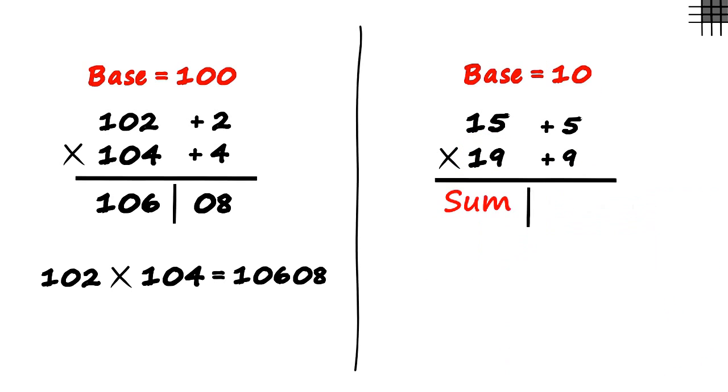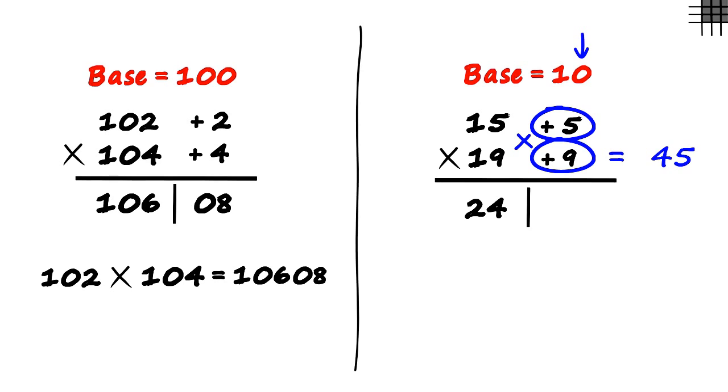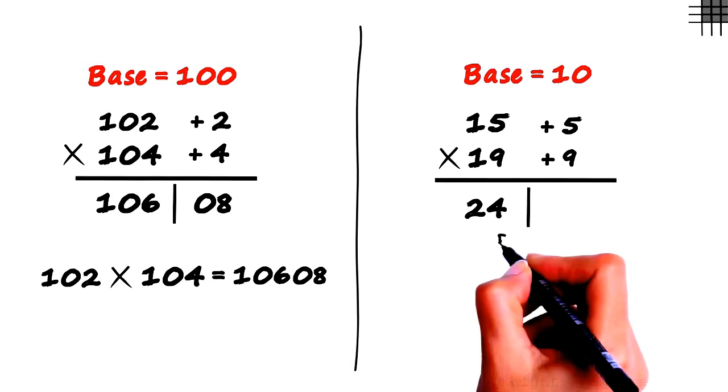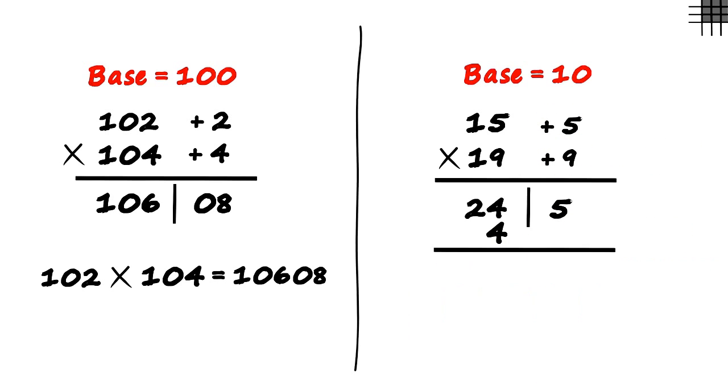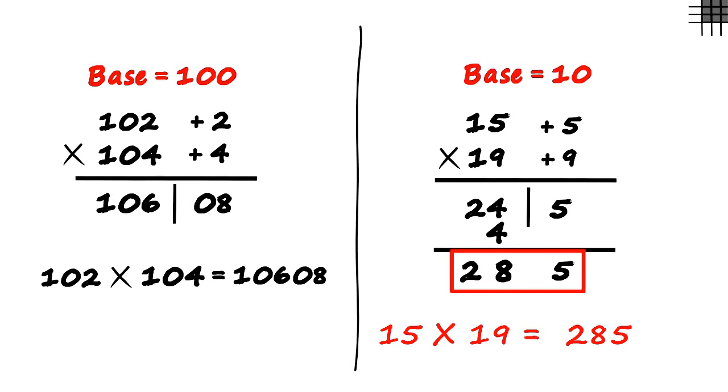Sum on the left and product on the right. 15 plus 9 is 24 and 9 times 5 is 45. But as the number of zeros in the base is 1, we can have just one digit on the right. The 4 of 45 has to be carried over. We write 45 like this and then we add 5, 8, 2. 15 times 19 is 285.